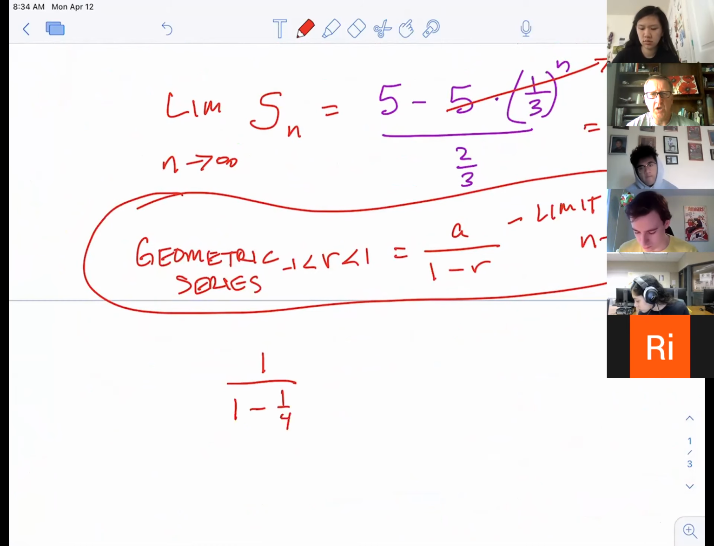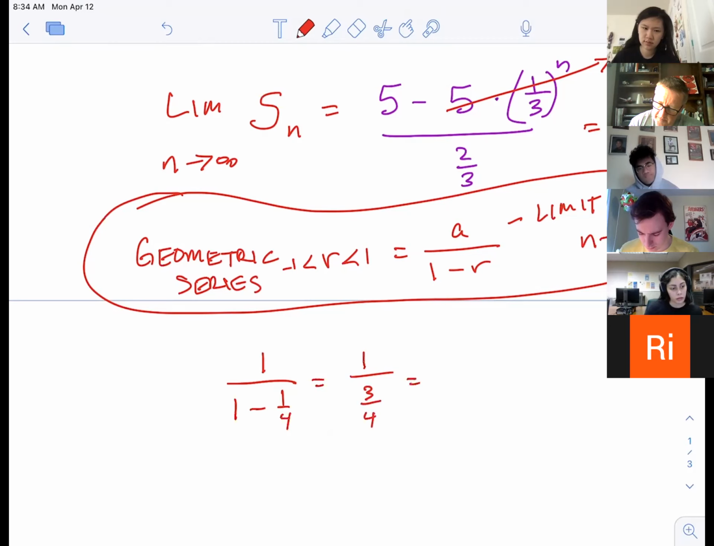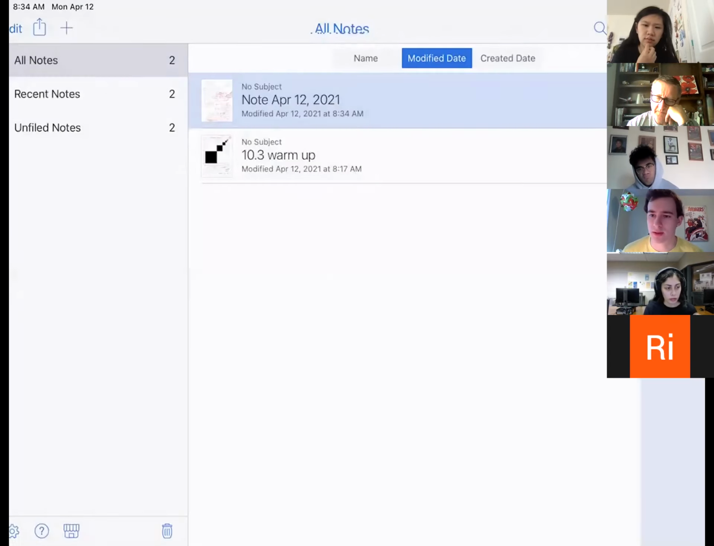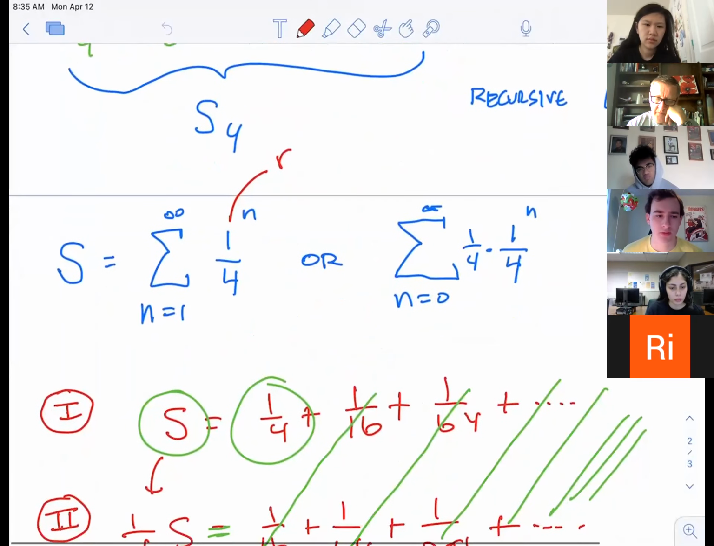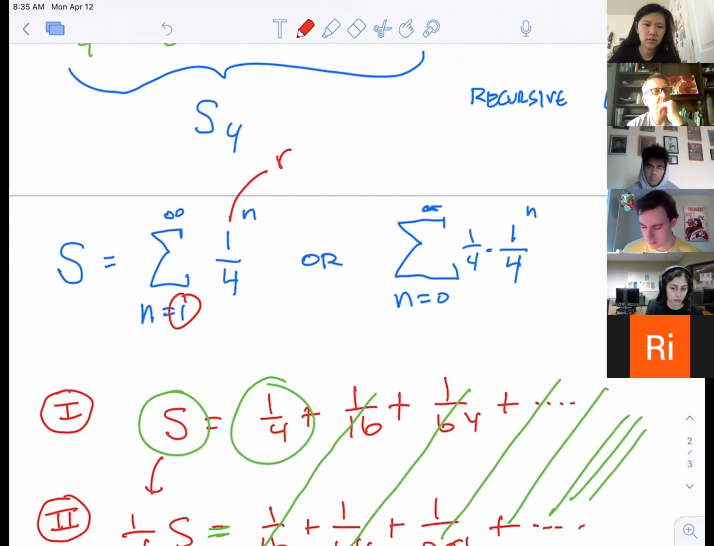Is that true? Not true. 1 minus 1/4 would be 3/4, so that would be 4/3. That's not what we got, right? Anybody know why? Well, we started at 1 instead of 0, so maybe that has something to do with it. Yeah, that's exactly right. We started at 1.